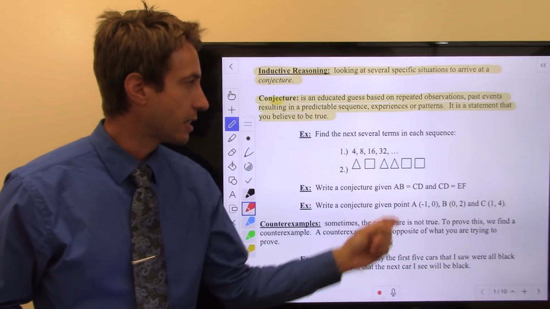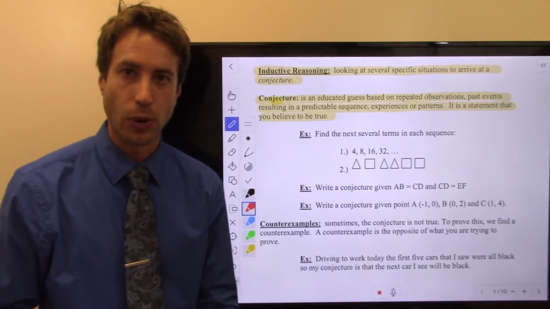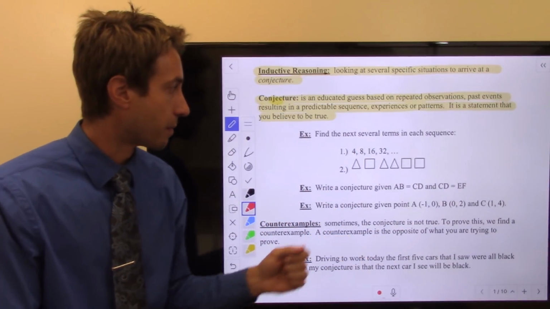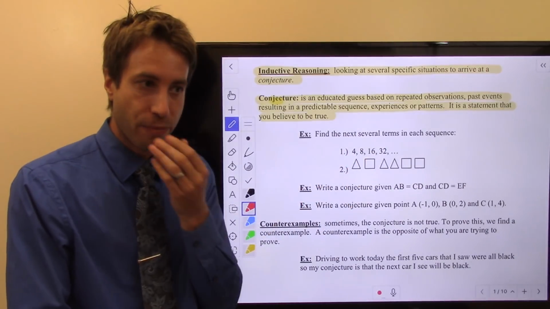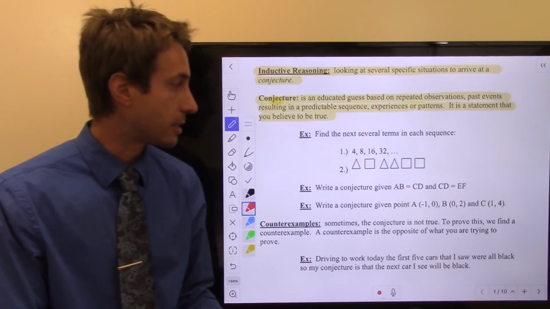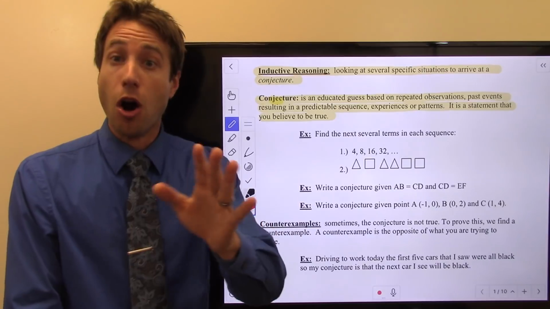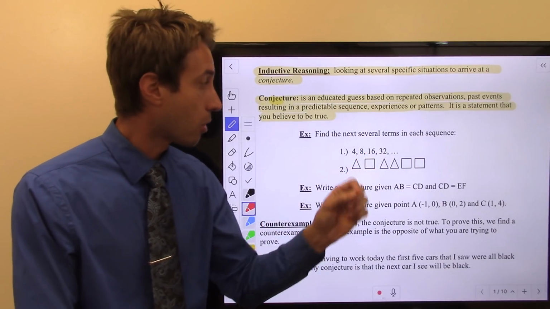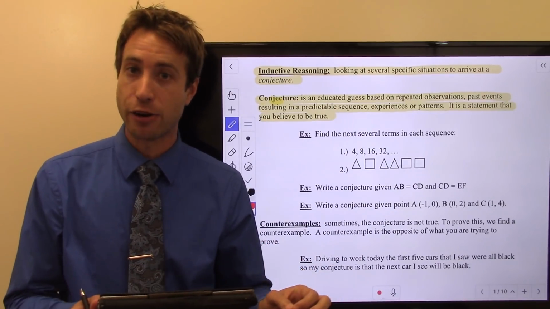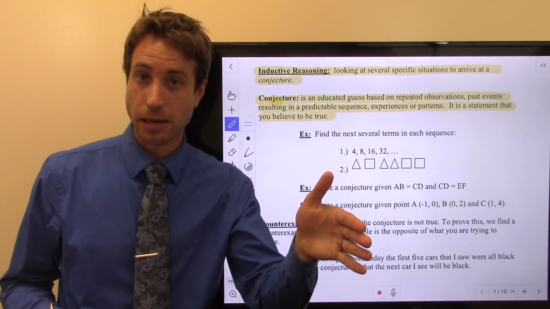4, 8, 16, and 32. Continue the sequence. Let's look for a pattern based on my experience here. How do I go from 4 to 8? Well, I could multiply 4 by 2. That would give me 8. Does that continue to work? How do I go from 8 to 16? Multiply by 2. Awesome, maybe I have a pattern here. 16 times 2 gives 32. So it looks like I've determined a pattern here. You take the previous number in the series, multiply it by 2, and you get the next number in the sequence.